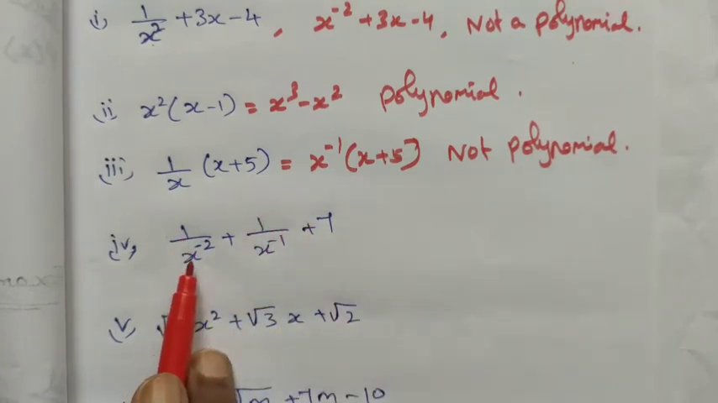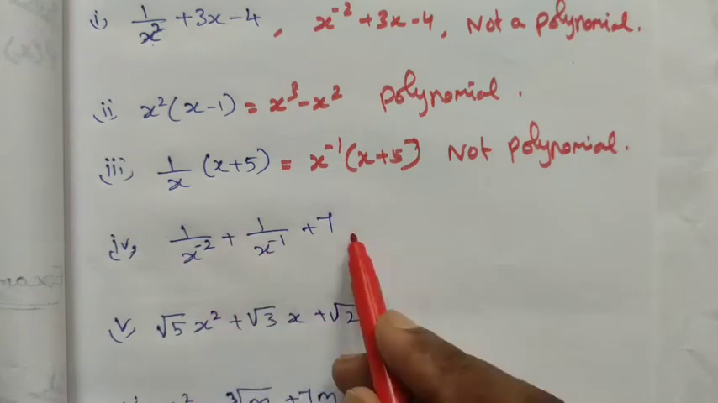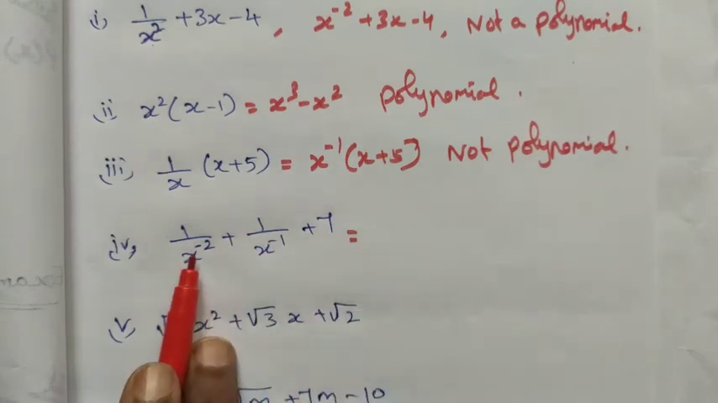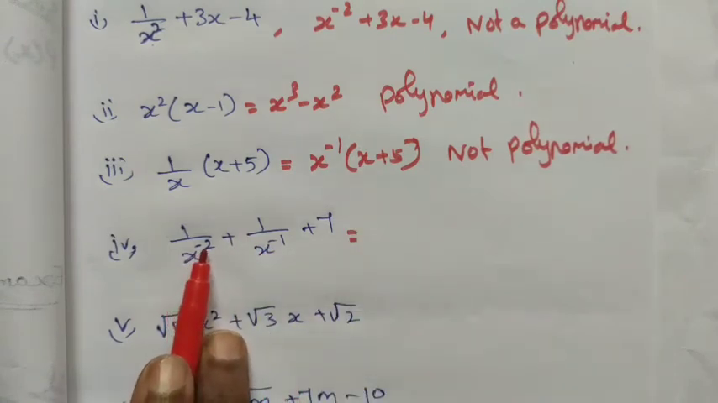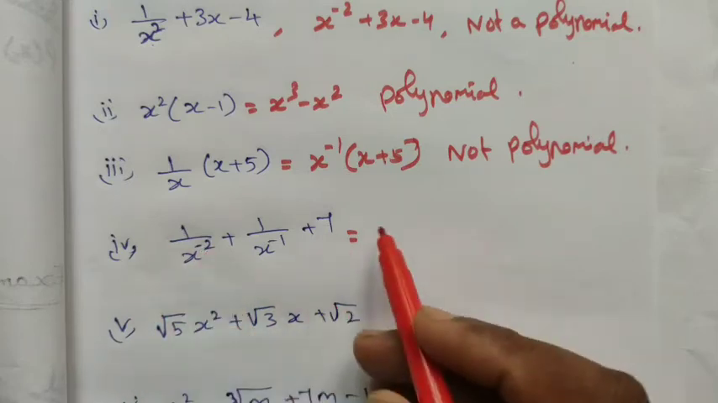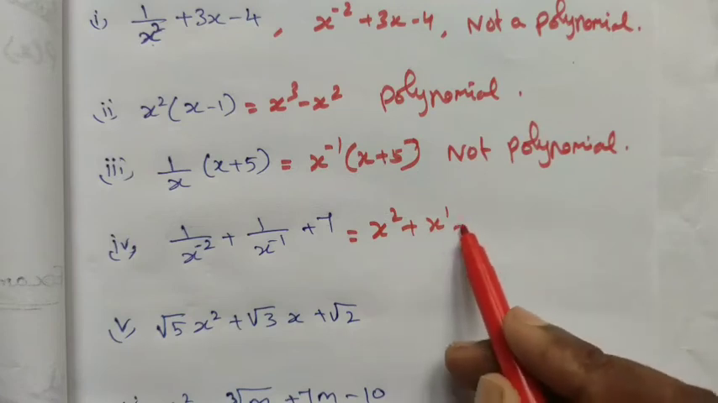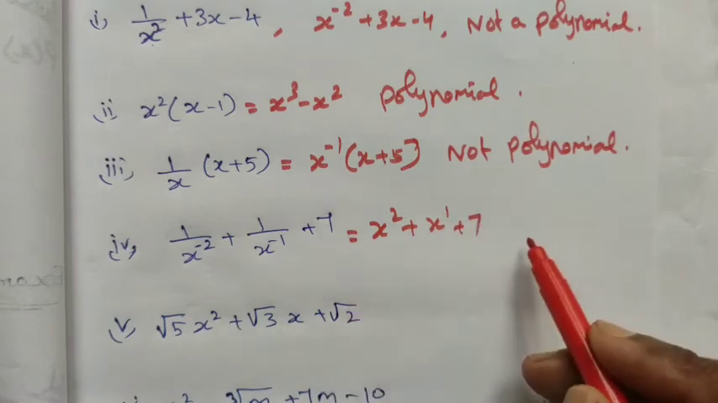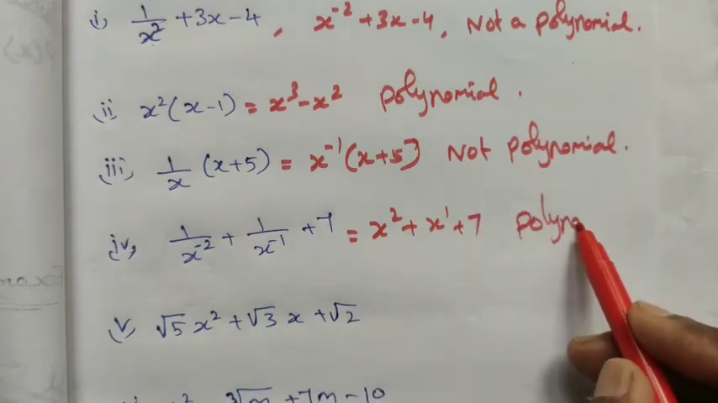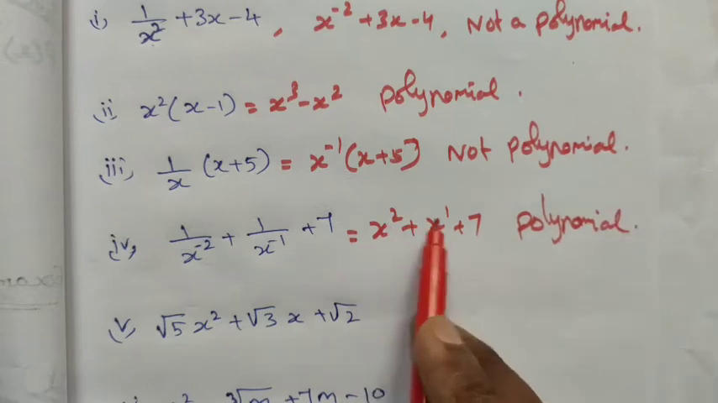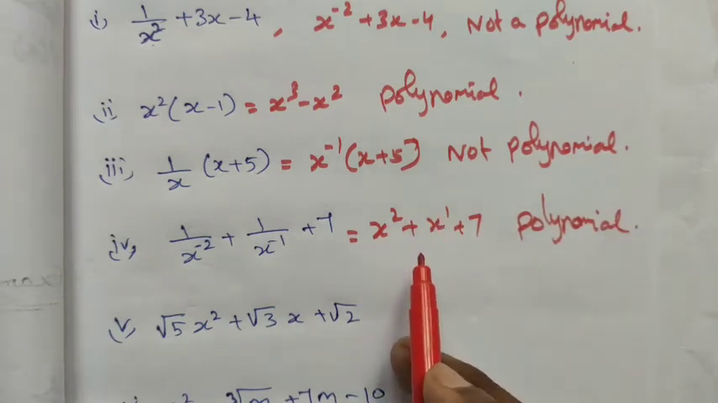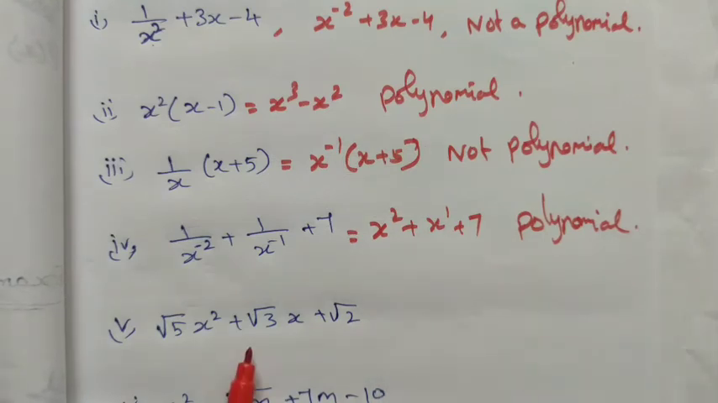We have 1 divided by x power minus 2, 1 divided by x power minus 1. This can be written as, in the denominator we have the variables with negative power, which means if I take it to the numerator we get x square plus x power 1 plus 7. So it is a polynomial. The variables have whole numbers with positive value, right? So it is a polynomial.